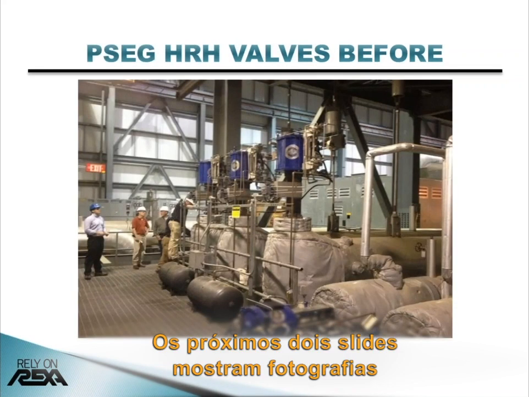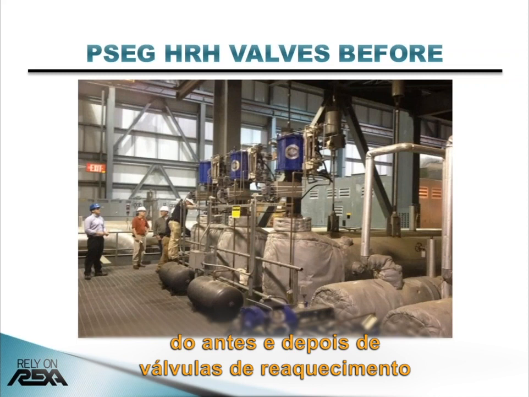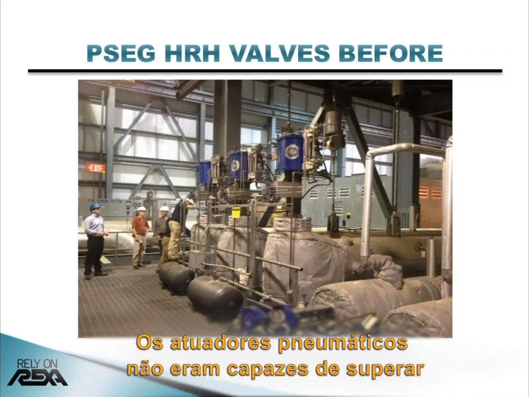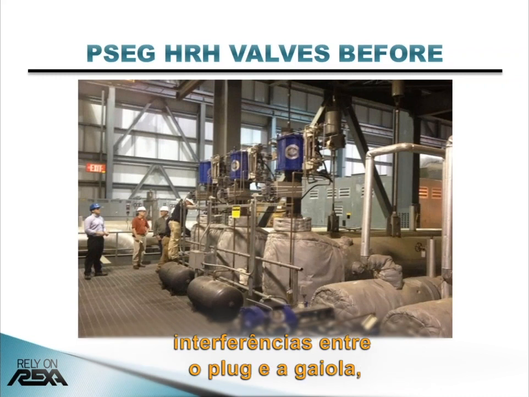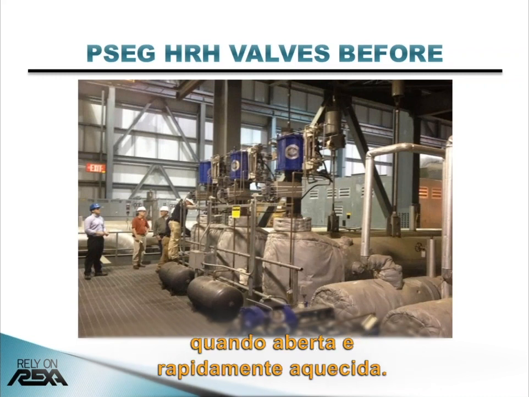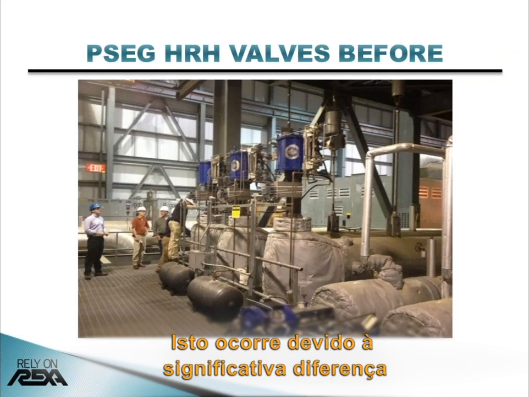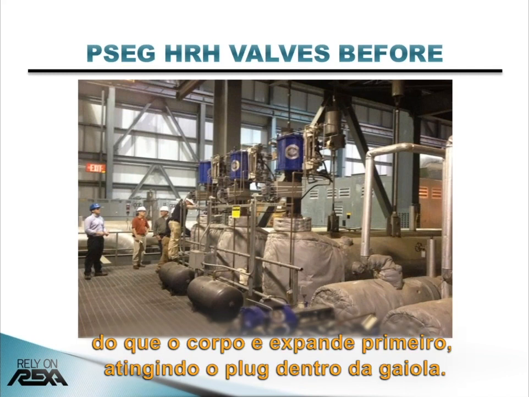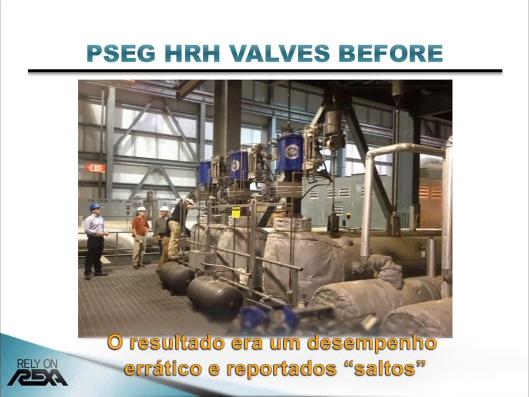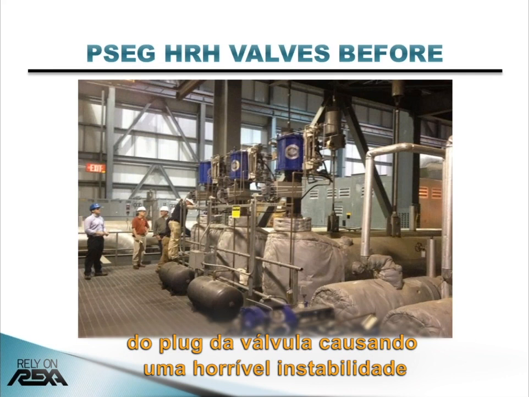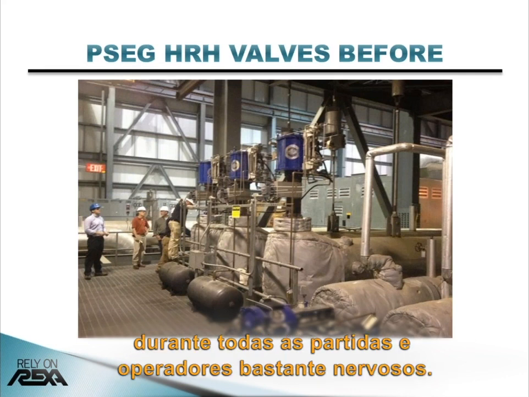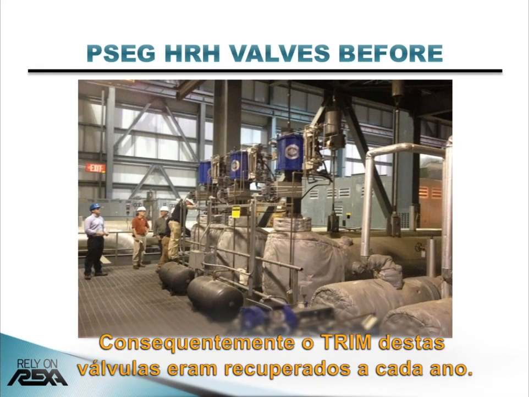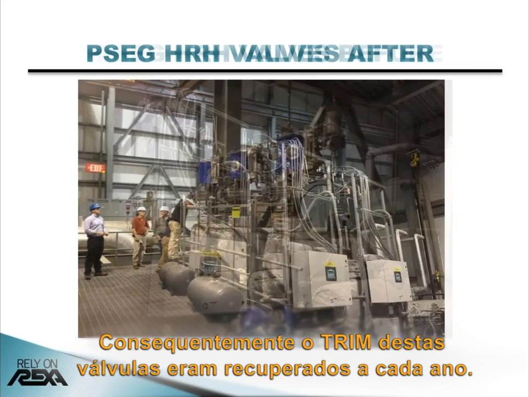The next two slides are before and after pics of hot reheat valves at the same plant. The pneumatic piston actuators were not able to overcome binding with the plug in the cage when open and rapidly heated. This is caused by significant differences in body versus trim mass. What happens is the trim heats up much faster than the body and expands first, pinching the plug inside the cage. The result was erratic performance and reported jumping of the valve plugs, causing horrible instability during every startup and very nervous operators. And consequently, the trim in these valves was being rebuilt every year.